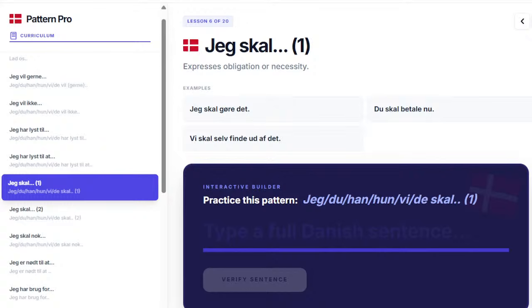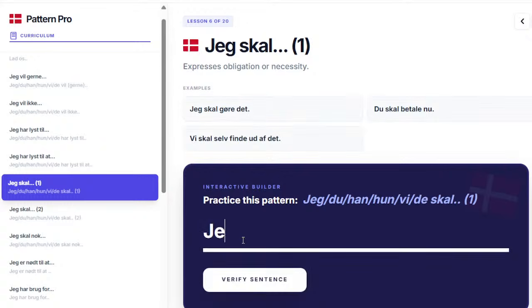One is of course the obligation or necessity. You gotta do it. Jeg skal gøre det. I gotta do it. Vi skal selv finde ud af det. We need to figure it out ourselves. Du skal betale nu. You have to pay now. So this is the obligation.